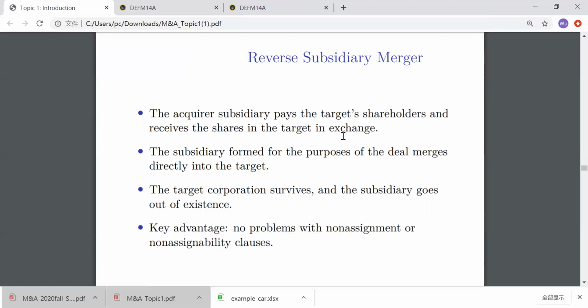Because sometimes when the target disappears, the target is no longer a public company. If it becomes a subsidiary of the acquirer, it is also sometimes not a public company. So in that case, there could be non-assignment issues.